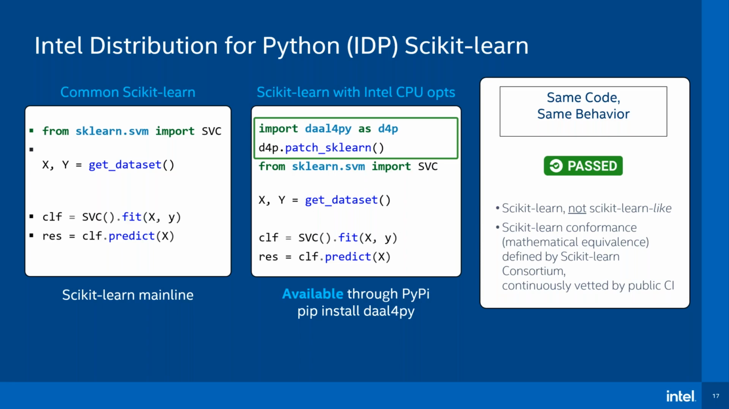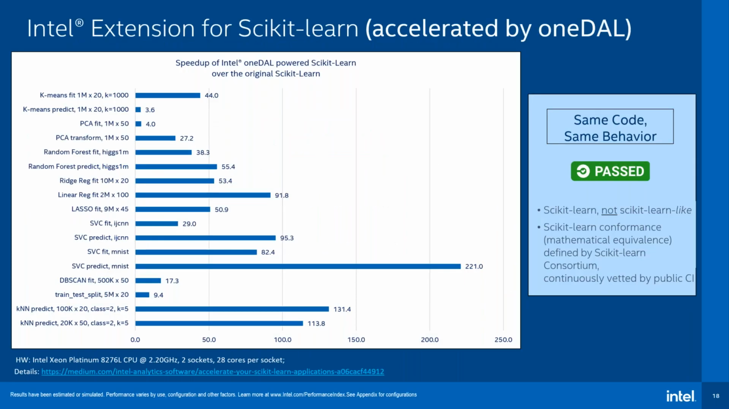Okay, so let's look at some performance numbers next. Here we picked a few popular algorithms with different numbers of features and different sample sizes, and looked at both predict as well as fit. And you can see these are the speedups. Mind you, anywhere from 3.6x to 221x speedup in performance of the unoptimized, or stock, original scikit-learn versus the oneDAL-powered scikit-learn.